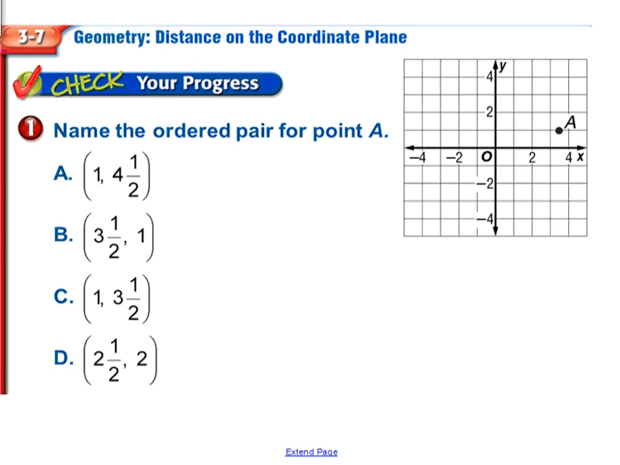Okay, resuming the video here, we've got 1 unit, 2 units, 3.5, and we're going in the positive direction, so that's 3.5, comma, how far do we go up? We go up 1 full unit to the A, 3.5, 1 is the ordered pair that gives us point A. And if you look at 3.5 comma 1, it's answer B out of those.